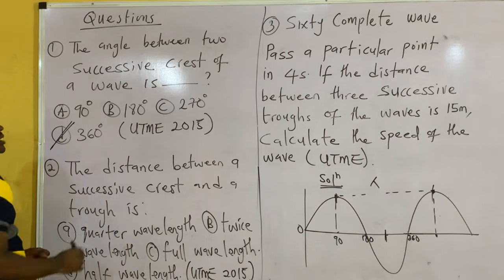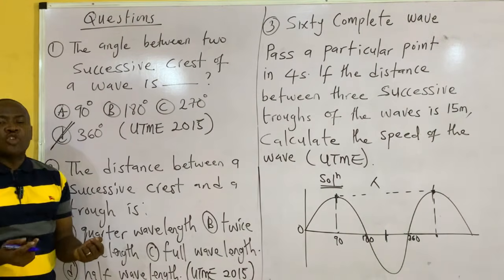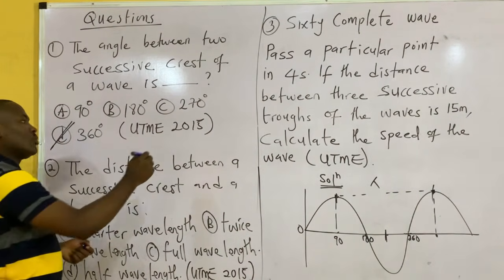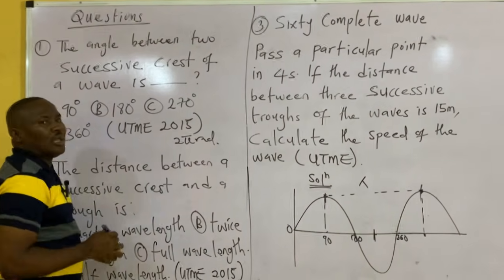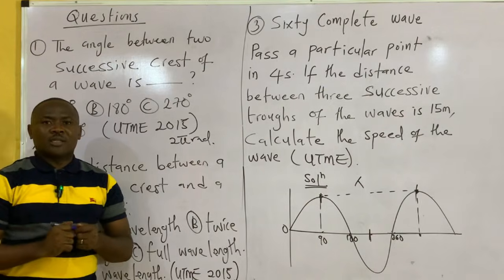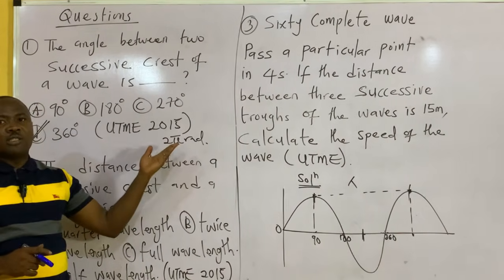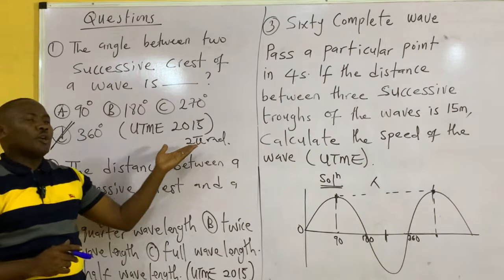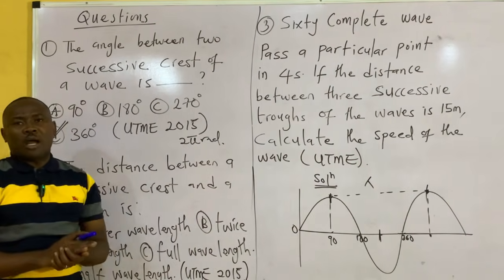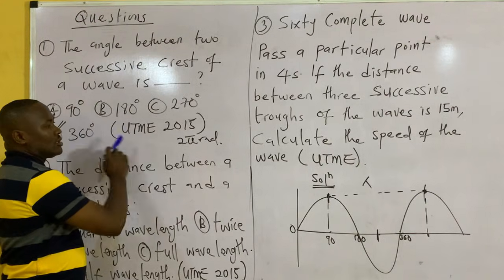That is the answer. Take note, in another question, you might not see 360 degrees, but you see 2 pi rad. That's 360 degrees. This is equivalent to 360 degrees. So it might be given to you in degrees, or it might be given to you in rad. So this is equivalent to this.